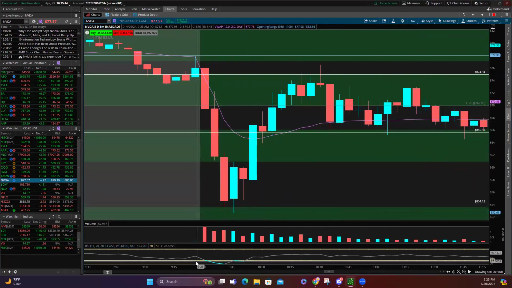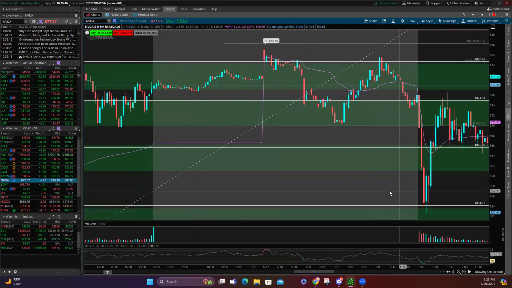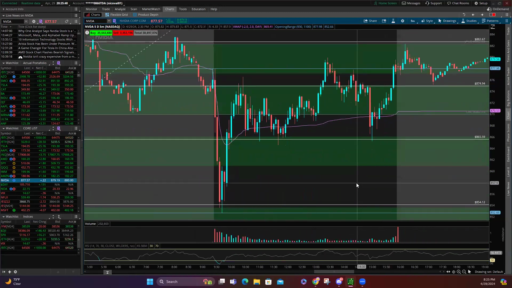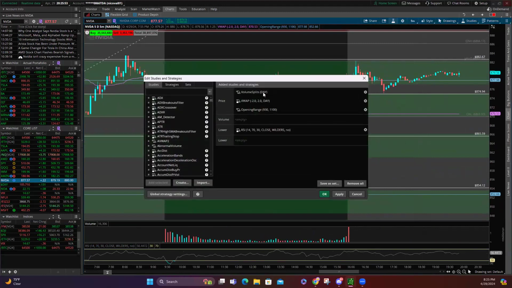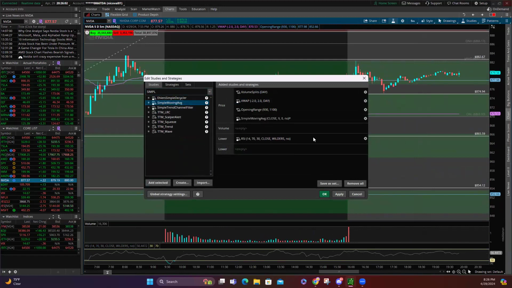So that's the only indicator that you really need to know. We're going up or down. We can mix it. Maybe you want to just add one more. Let's add the simple moving average 21. Let's add it.